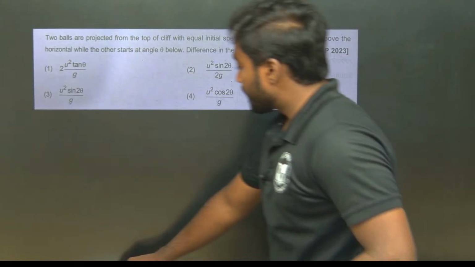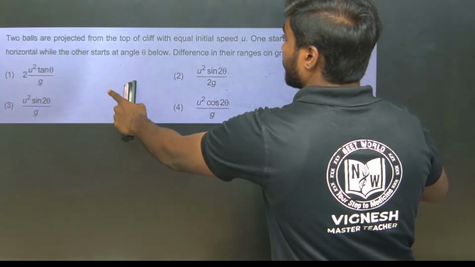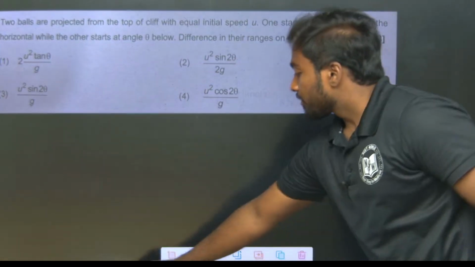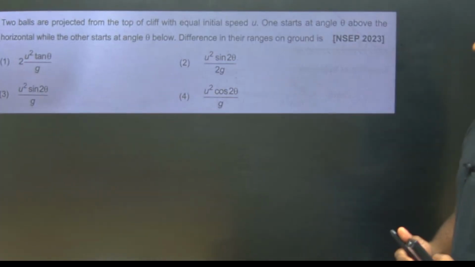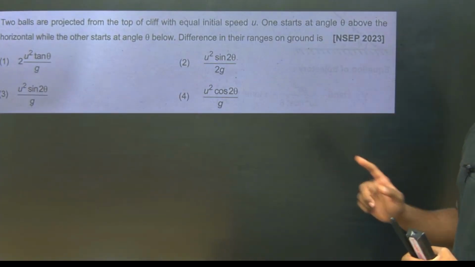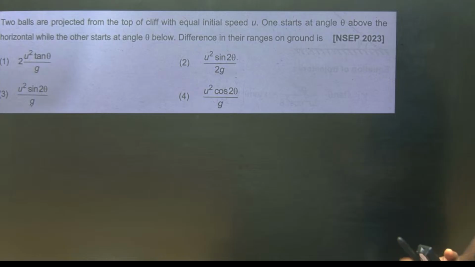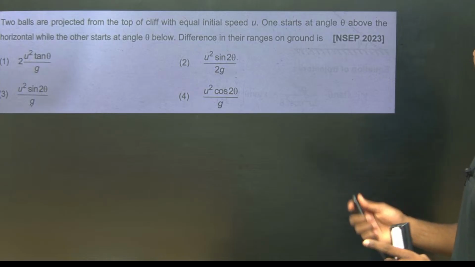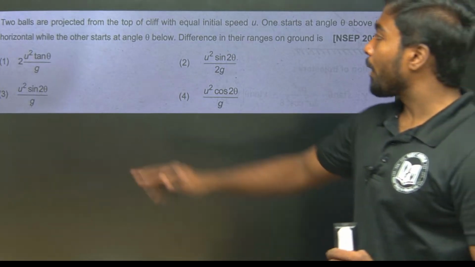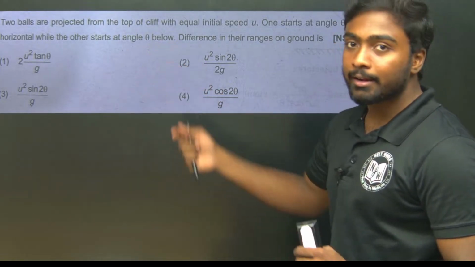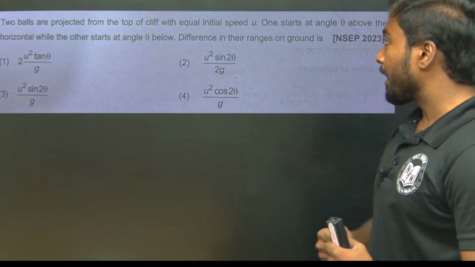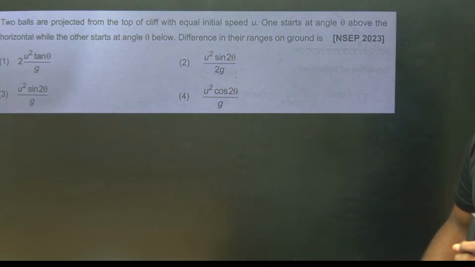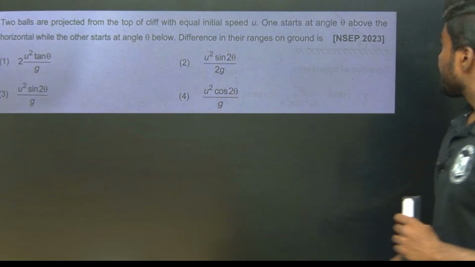So here is the question. Two balls are projected from the top of the cliff with equal initial speed u. One starts at an angle theta above the horizontal, while the other starts at an angle theta below the horizontal. The difference in their range on ground is?